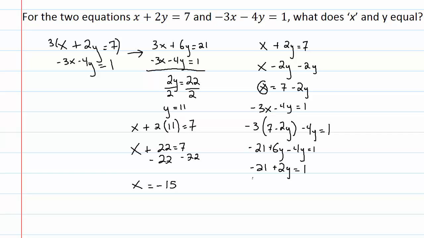Now we need to add the 21 to both sides to get y by itself. Divide by 2, both sides. And we see that y is 11, the same as our method of adding and subtracting.